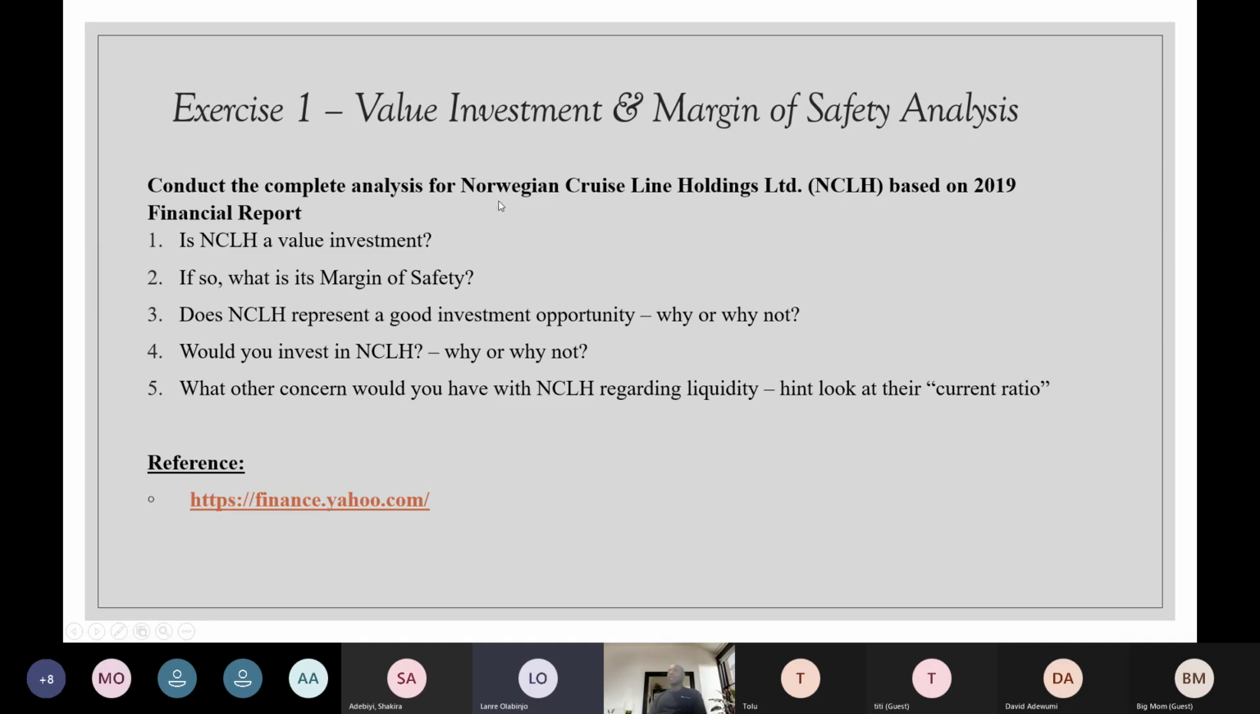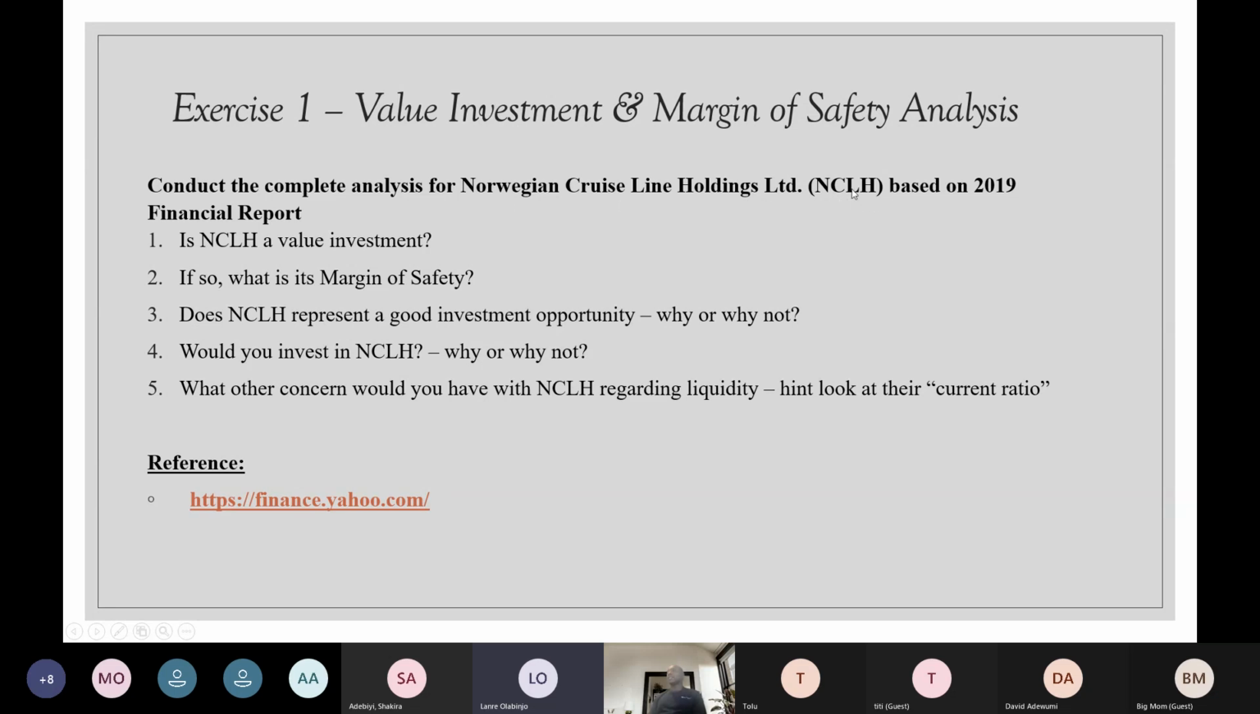is to conduct a complete analysis of Norwegian Cruise Line Holdings. The ticker symbol is the acronym that the company is quoted by on the stock exchange. The companies that have four-letter acronyms are normally quoted on the NASDAQ. Okay? If you look at Tesla, for example, TSLA is its acronym. That shows that it's quoted on the NASDAQ. If it's on the New York Stock Exchange, it will have a three-letter acronym as its ticker symbol.